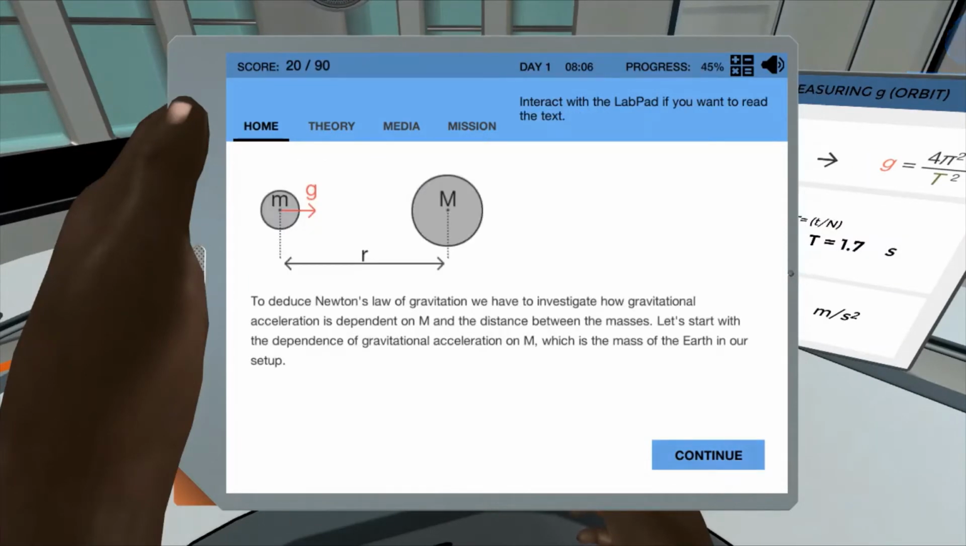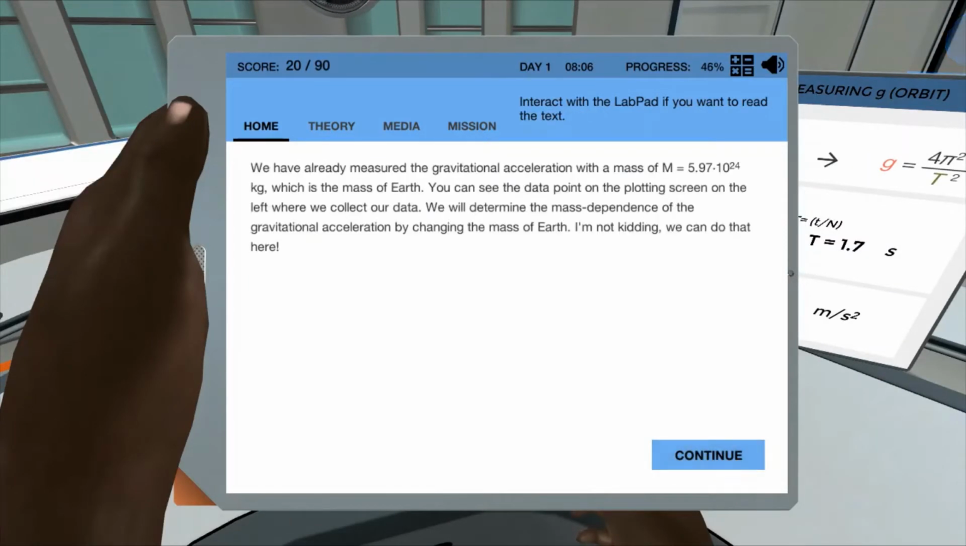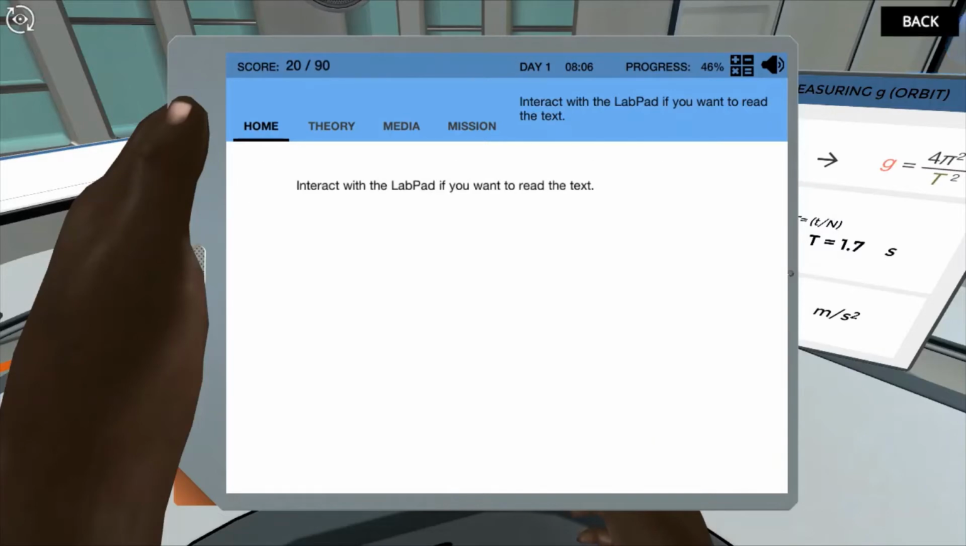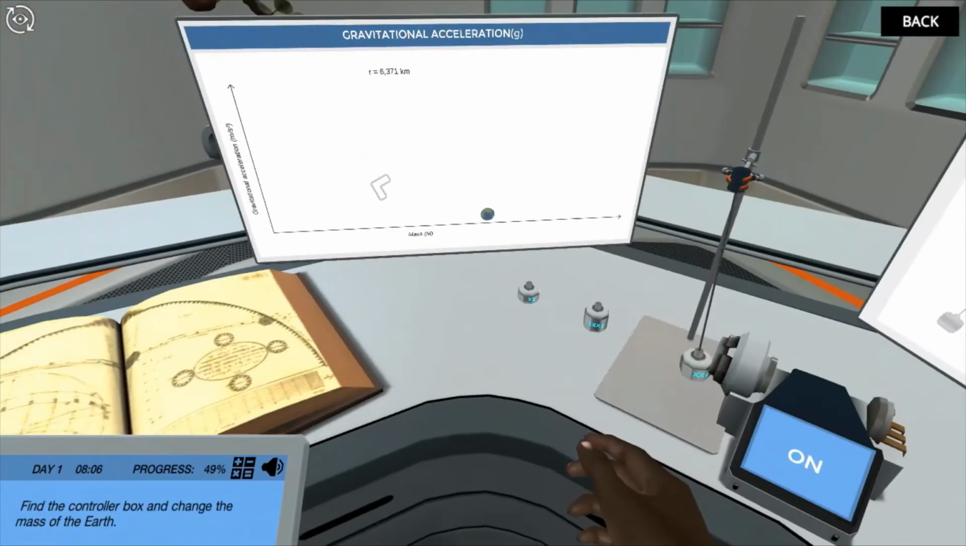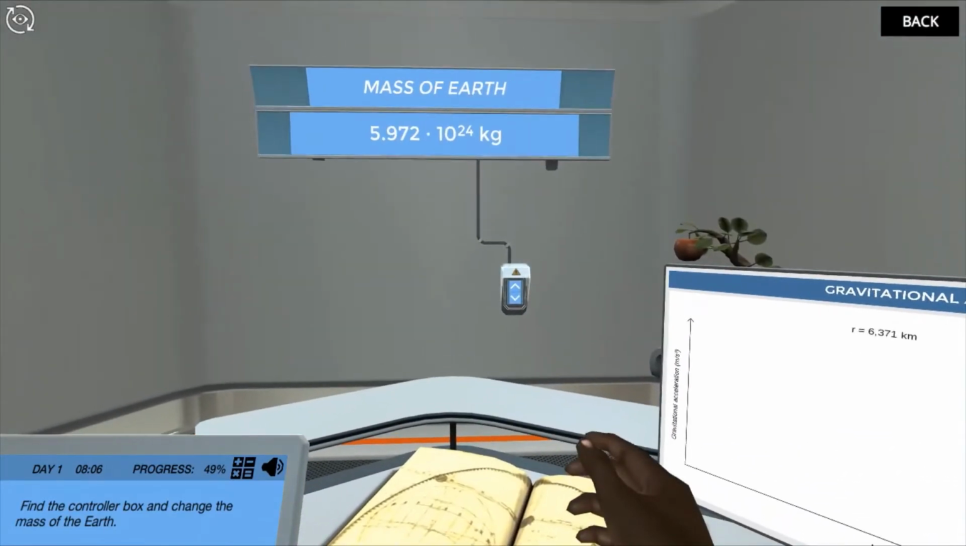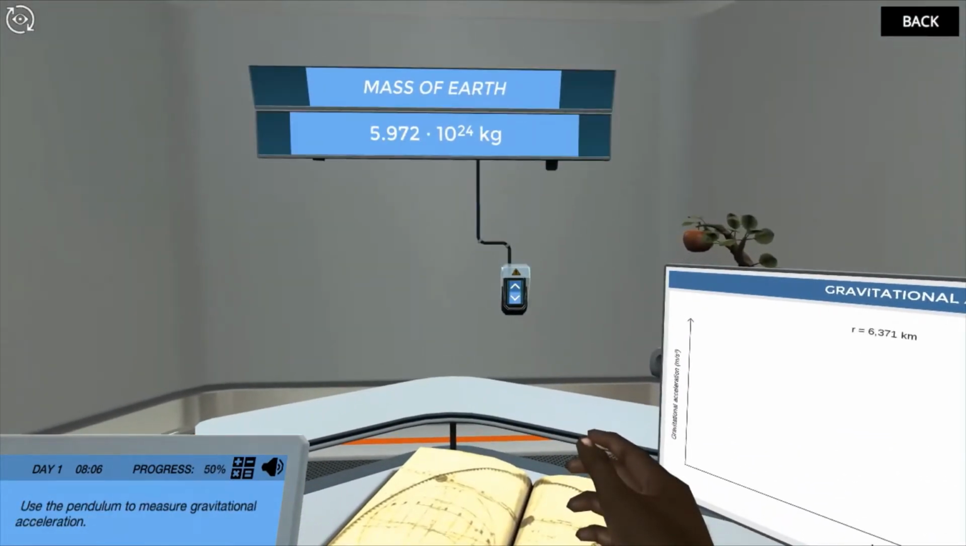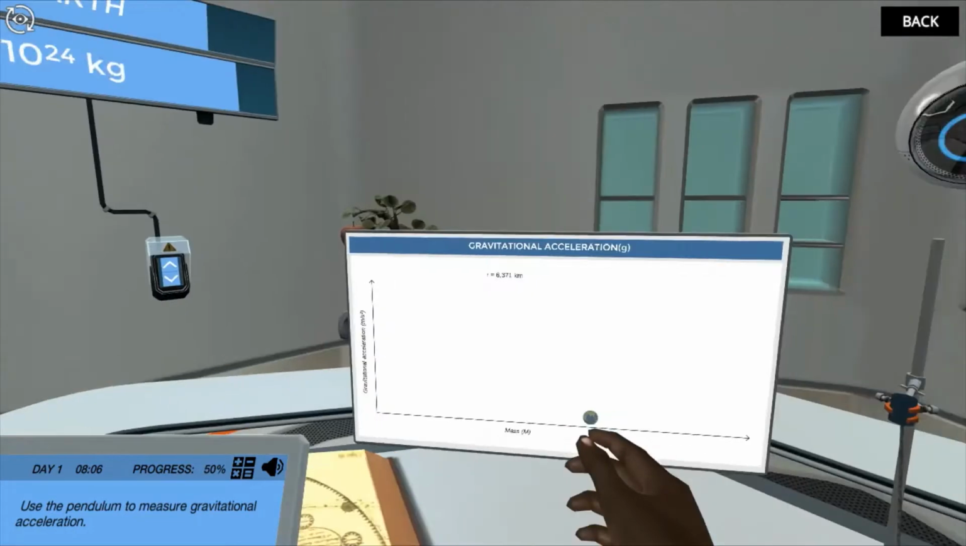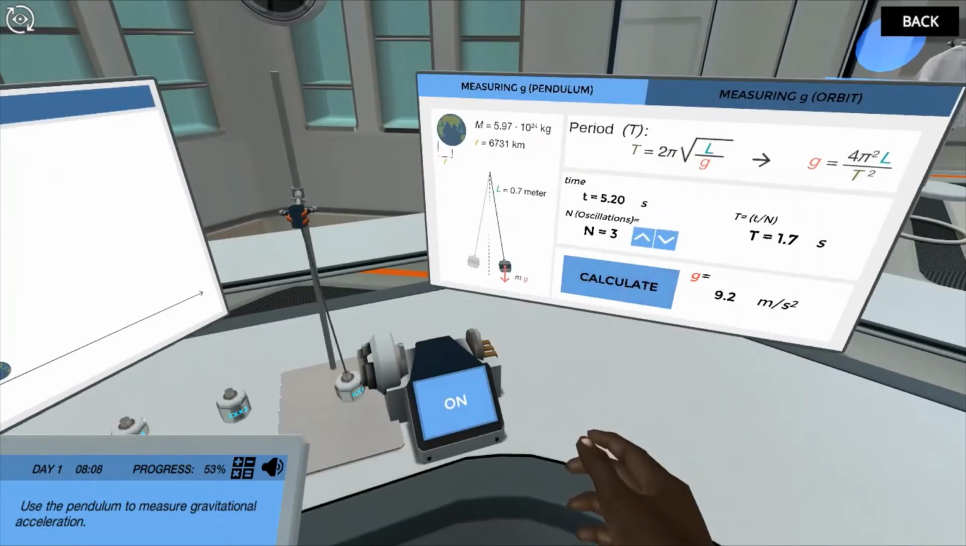Now, I will investigate how the gravitational acceleration depends on M and the distance between the masses. Let's start with the dependence of gravitational acceleration on M. M is the mass of the Earth in our setup. The mass of the Earth is 5.97 times 10 to the power of 24 kilograms. As in the previous experiment, I will run the pendulum for 5 seconds in 3 oscillations, and the result g is 9.8 meters per second squared.